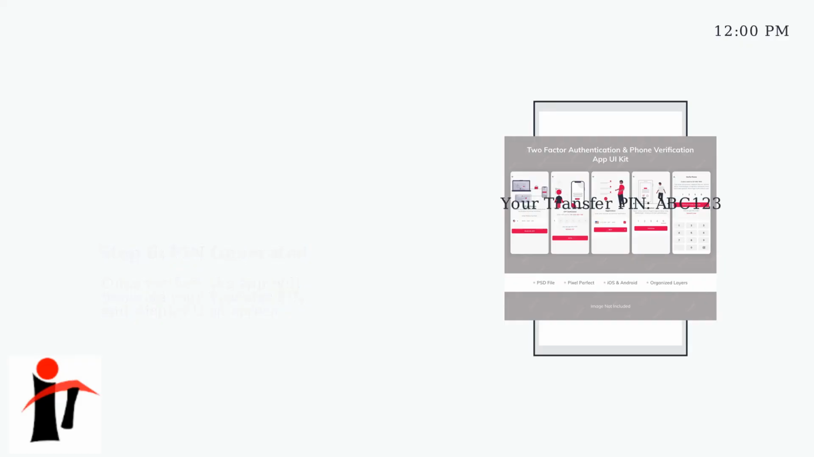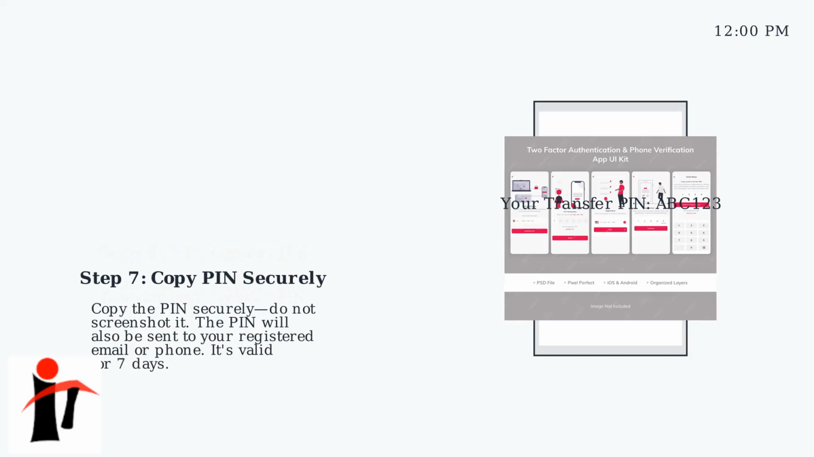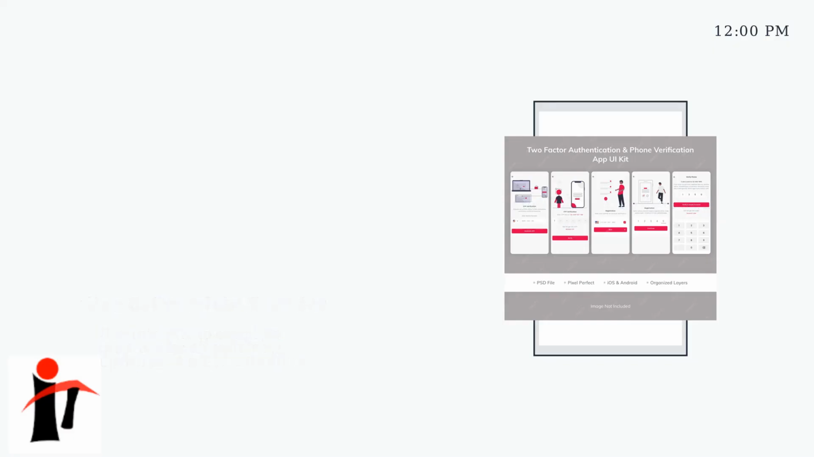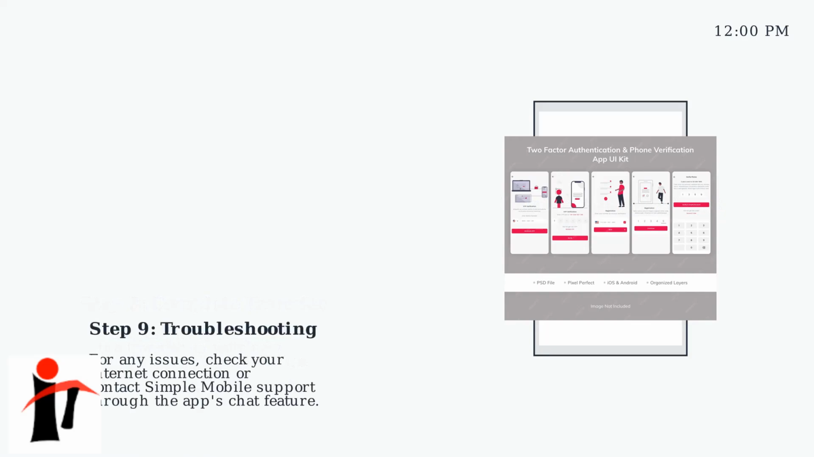Make sure to copy the PIN securely and do not screenshot it for security reasons. The PIN will also be sent to your registered email address or phone number. Remember, the PIN is valid for 7 days. You can now use this PIN to complete the transfer on your new device or at a T-Mobile store. For any issues, check your internet connection or contact Simple Mobile support through the app's chat feature.